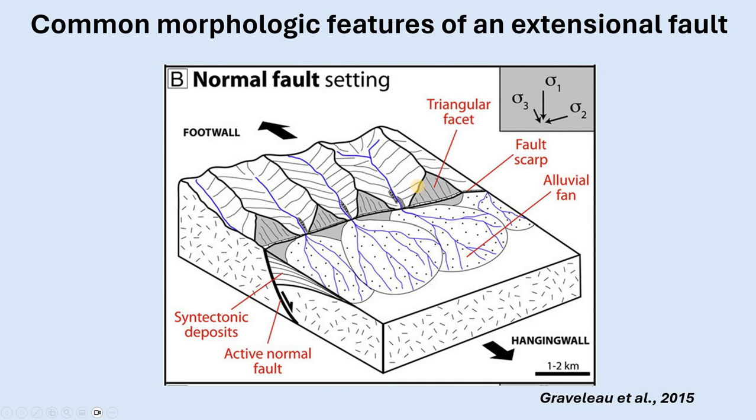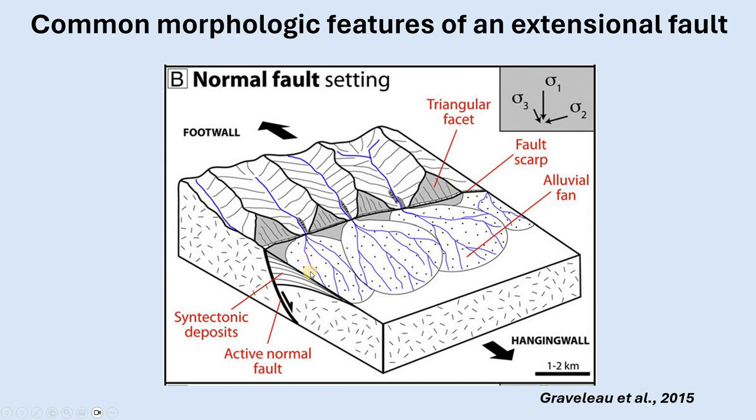Okay, so let's move next to extensional or normal faults. So just to remind you, in this case, we have the hanging wall that's been dropped down relative to the footwall. Okay, this creates a number of different features. One important feature is called triangular facets. This is where ridge lines are essentially getting truncated and leaving this very unique kind of triangle-shaped escarpments.